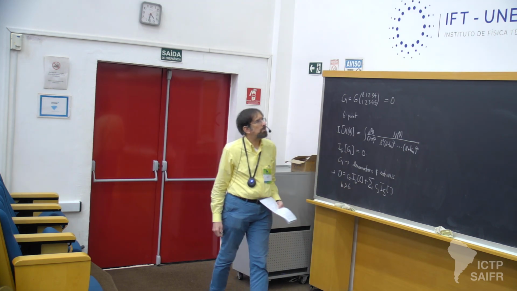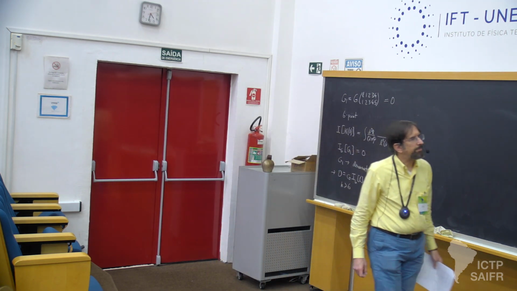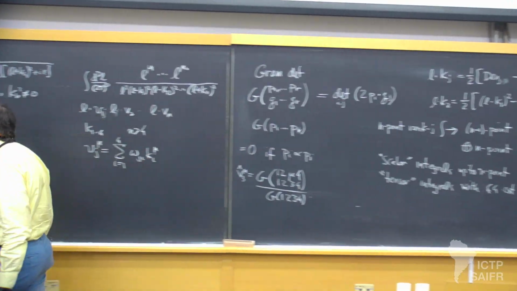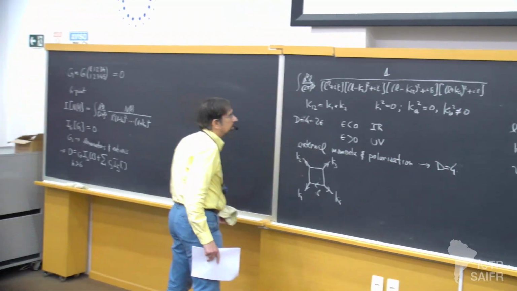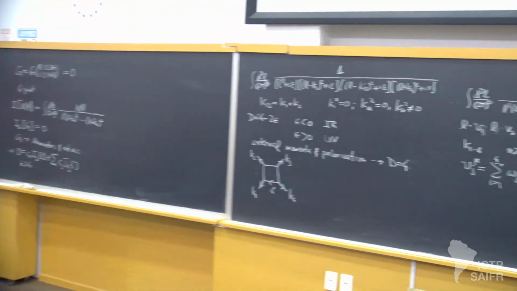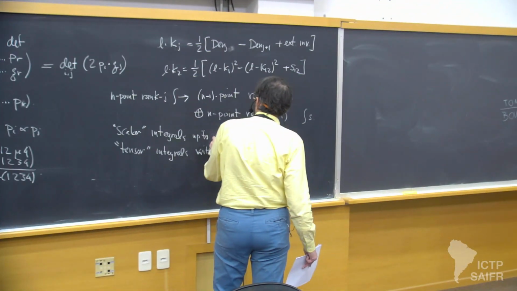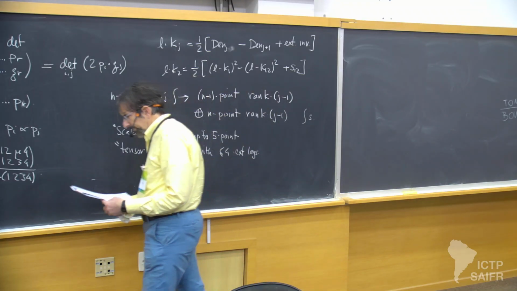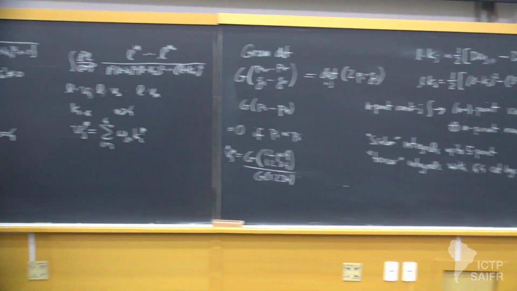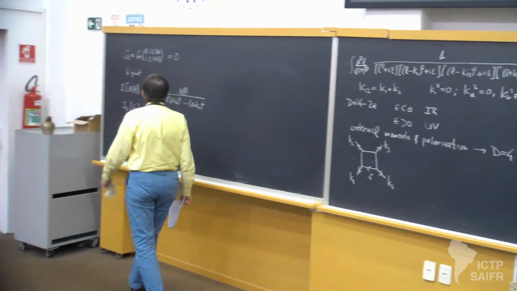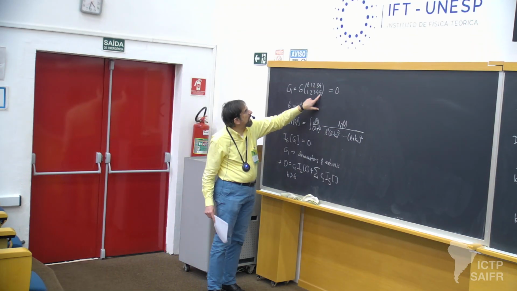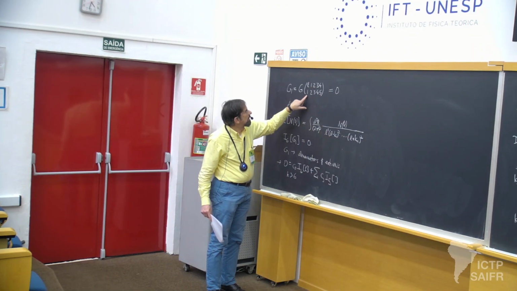So that leaves us with, if we go back to our list here, we don't need to think about up to n-point anymore. We just need to think about scalar integrals up to the 5-point integral. Now, in the 5-point case, of course, this Gram determinant does vanish trivially because K5 is just the sum of these 4 momenta, so we can substitute that back in.